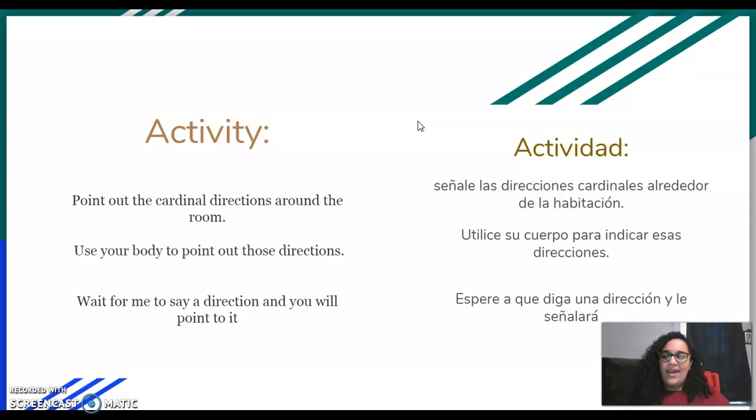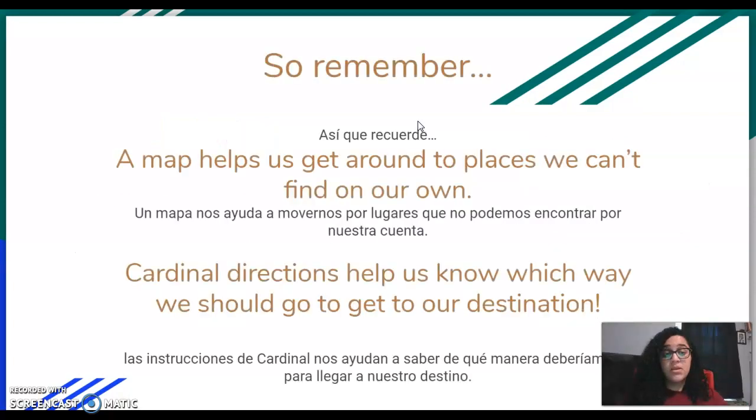You know, you guys, I don't even know why I bothered trying to teach you because you pretty much know everything and you're super smart. So I want you to remember a map helps us get around to places we can't find on our own, which is super important because without a map, we'll be lost. And cardinal directions help us know which way we should go to get to our destination. If we didn't know that something was north, south, east, west, we probably would get lost again, or we just might go in the opposite direction than where we meant to go.